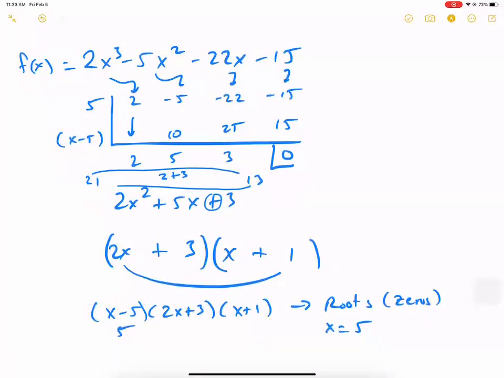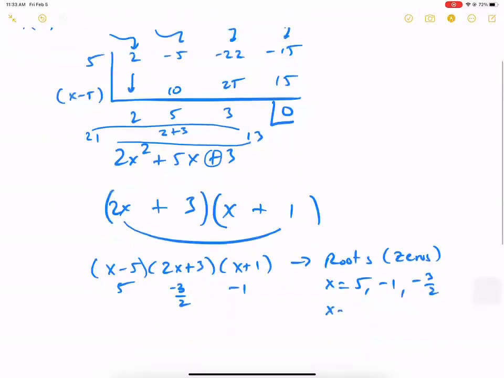Okay, see, this is 5. This is negative 3 over 2. And this is negative 1. These are the zeros. Oh, darn it, why did I write negative 5? Negative 1 and negative 3 over 2. I'm going to rewrite these in order. X can be negative 3 over 2, negative 1, and 5, just from smallest to largest.